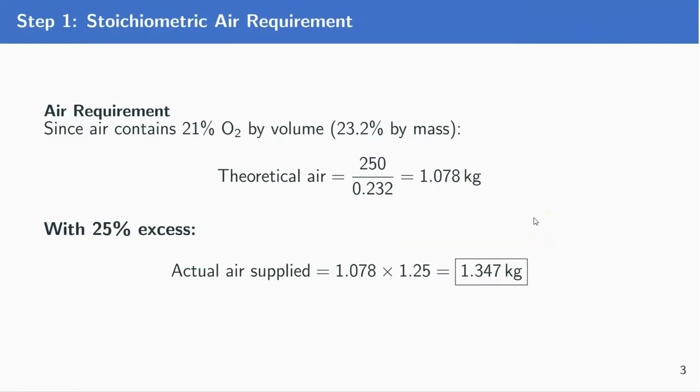Now we are going to calculate the air requirement. Since air contains 21% oxygen by volume, that means 23.2% by mass. So theoretical air is 250 divided by 0.232, that is 1.078 kg. And in our problem we are using 25% excess air. So the actual air supplied is 1.078 times 1.25, that is 1.347 kg.